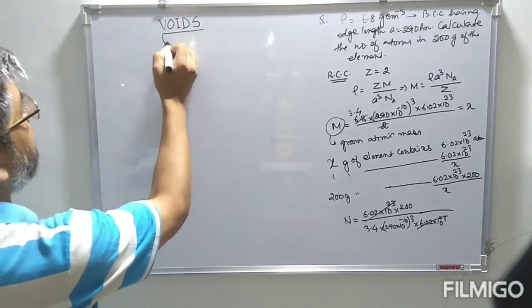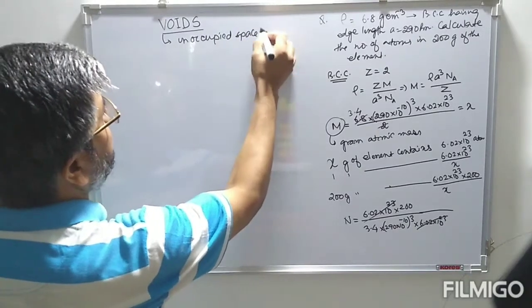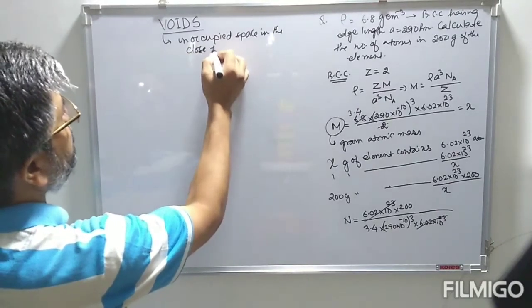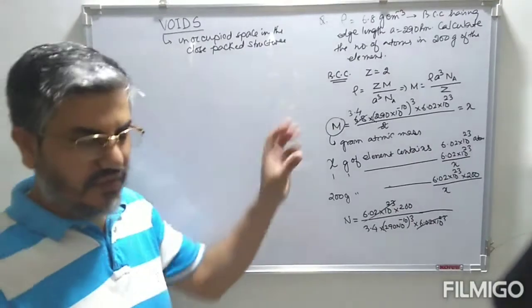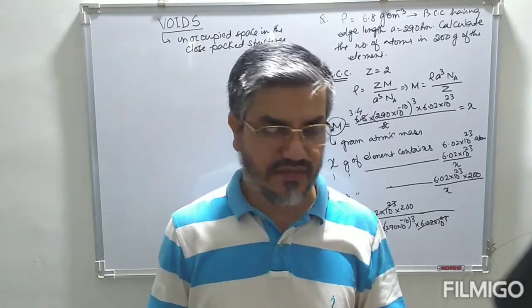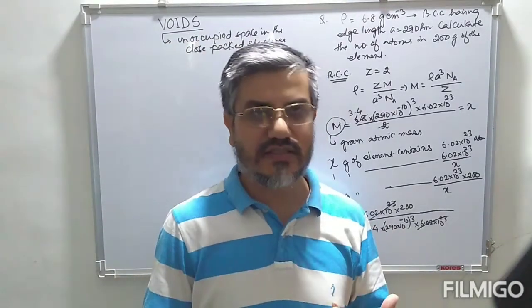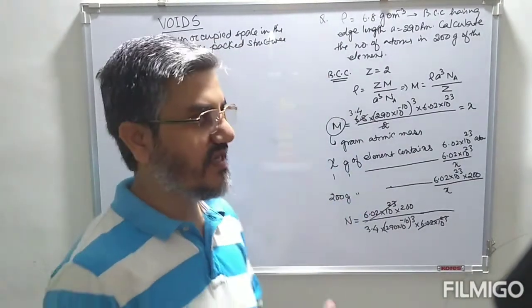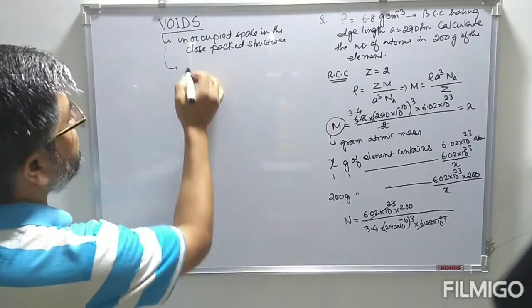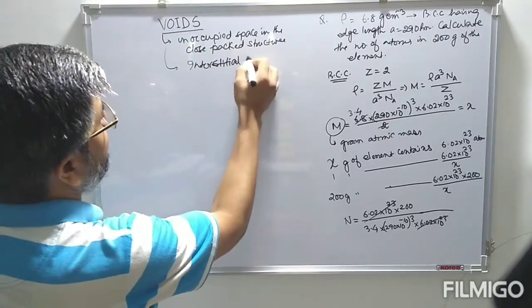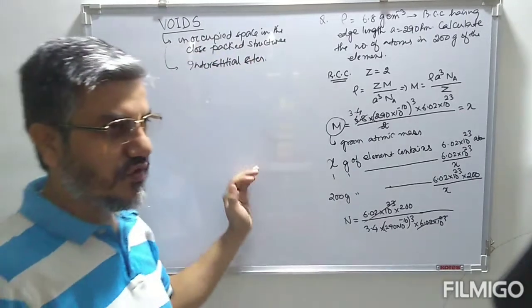Voids. So void stands for unoccupied space in the closed packed structure. So we have a unit cell. In this unit cell, different atoms are placed in a different manner. So these atoms or these spheres will occupy certain volume. After this, some of the space is left unoccupied. So that unoccupied space is what we call void or voidal space, and this is also known as interstitial sites, that is left unoccupied by spheres in the unit cell. So we have to find this void, how many types of void, and the location of voids.